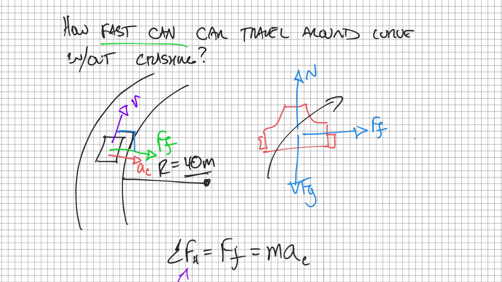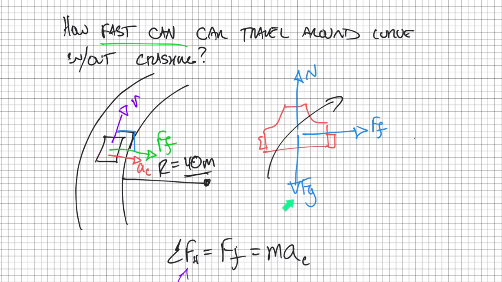This example is going to go through how to find how fast a car can travel around a curve without crashing. So we have a car, and this is a bird's eye view that's going around this turn. We have a radius of 40 meters, and if we think about this, the forces that are acting here, right?